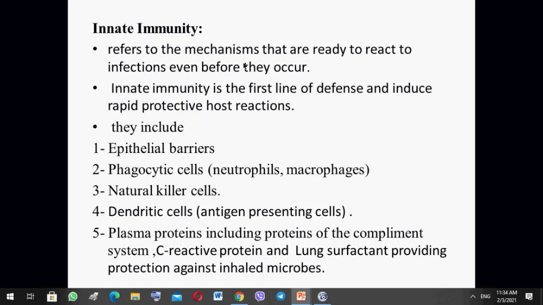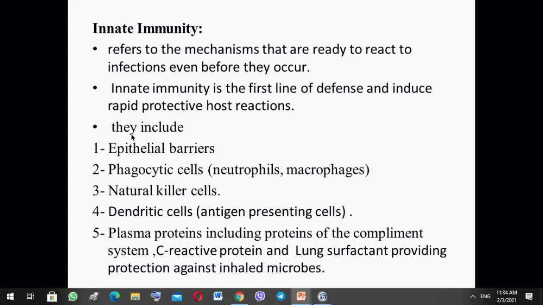It refers to the mechanisms that are ready to react to the infections even before they occur. And the innate immunity is the first line of defense, and it will induce a rapid protective host reaction. So the natural immune system or the innate immune system, it is already present even before infection, and it is always ready to protect our body, and at the same time their action is rapid, and at the same time their action is non-specific, okay? So they are fighting against everything, okay?